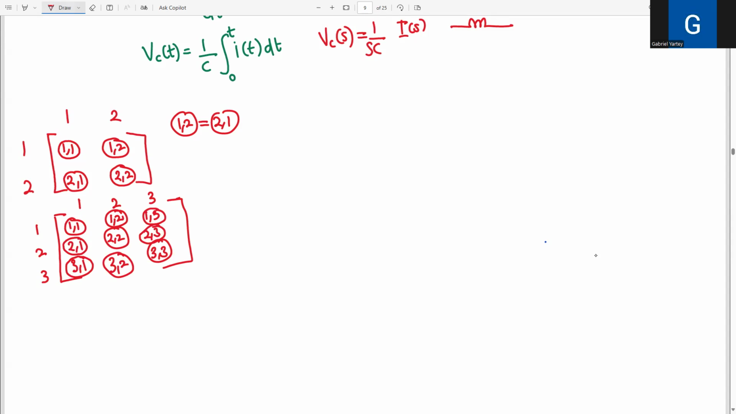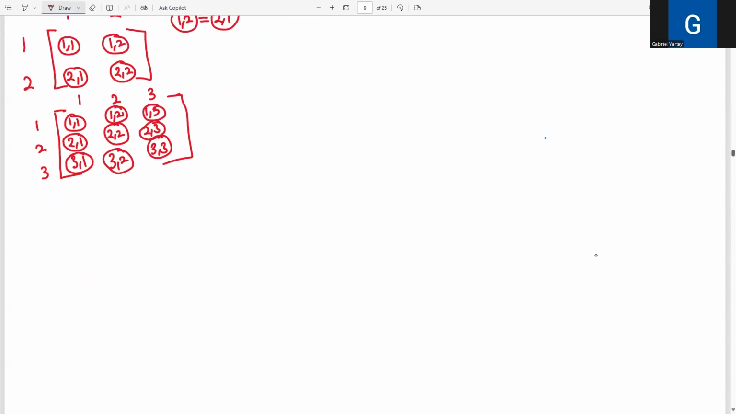So if you are given a 4 by 4 matrix, you should know how to do it on your own. Let's say a particular circuit has 4 meshes. You should know how to form the matrix. So let me explain with an example. Let's take the first example.